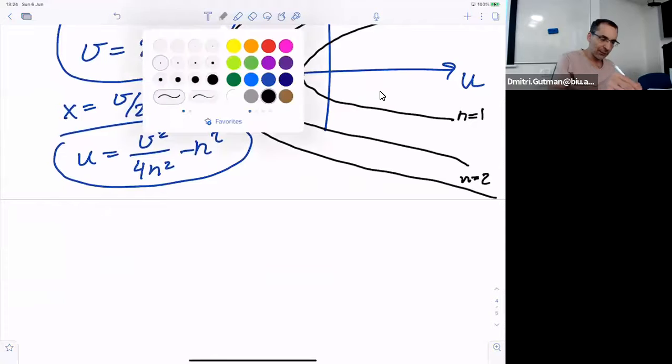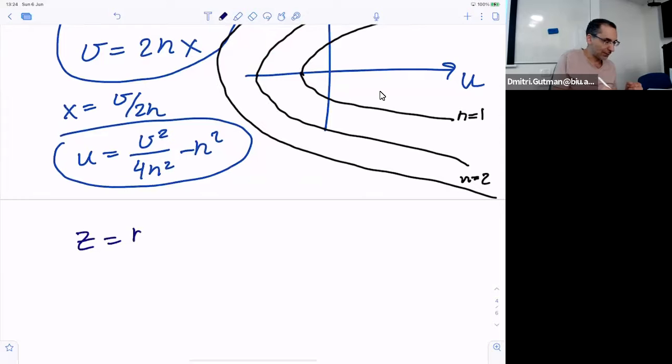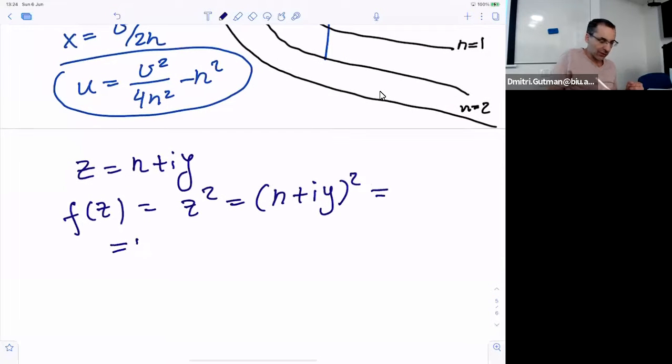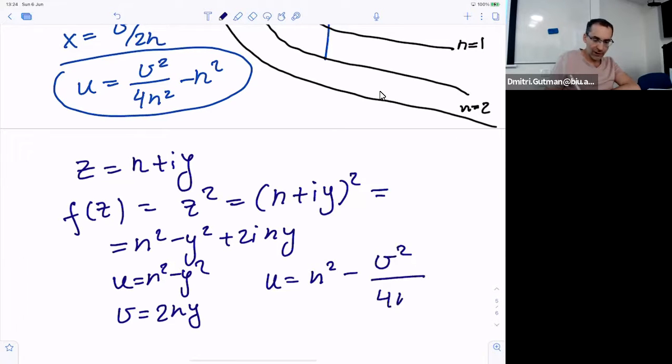So what do I do for green lines? I'm doing exactly the same. I'm writing an equation for the green line. Green line is described by z equal n plus iy because the green line is parallel to the y-axis. Under the transformation f of z equals z squared, this transforms into n plus iy squared, which is n squared minus y squared plus 2iny. I can write a real part, which is n squared minus y squared, and an imaginary part, v equal to 2ny. By the same logic, the equation describing the green line will be u equal to n squared minus v squared over 4n squared.